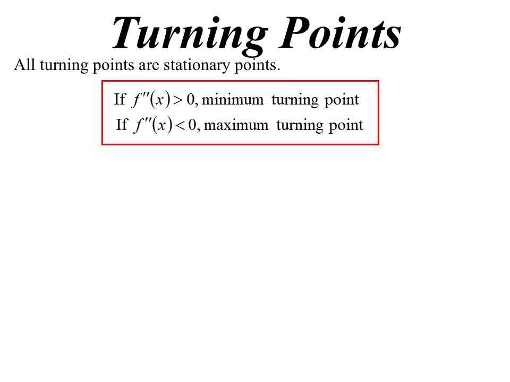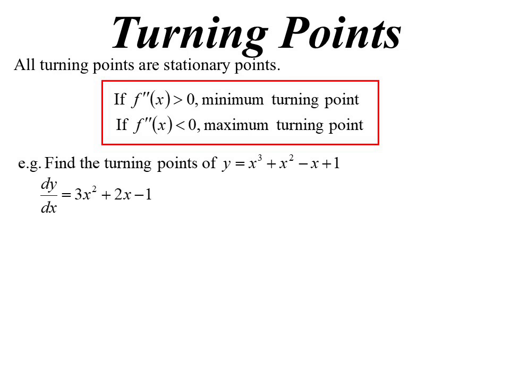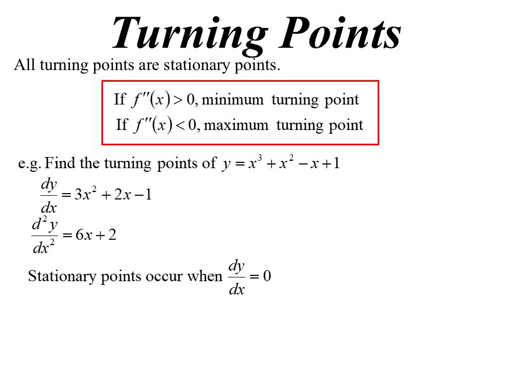So pulling it all together, if I now had to find these turning points and classify them, the first thing I do is find the tools I'm going to use, and that is the derivatives. There's my first derivative, there's my second derivative. Let's locate those stationary points. Stationary points occur when dy/dx equals 0. I'm going to solve this quadratic. I come up with two answers, 1/3 and -1.